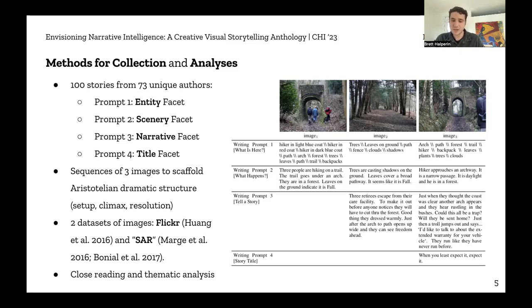And so we used 2 data sets of images. The first is from a Flickr photo album of images like the ones you see here that are high resolution, vibrant, canonical, studied in prior visual storytelling work.